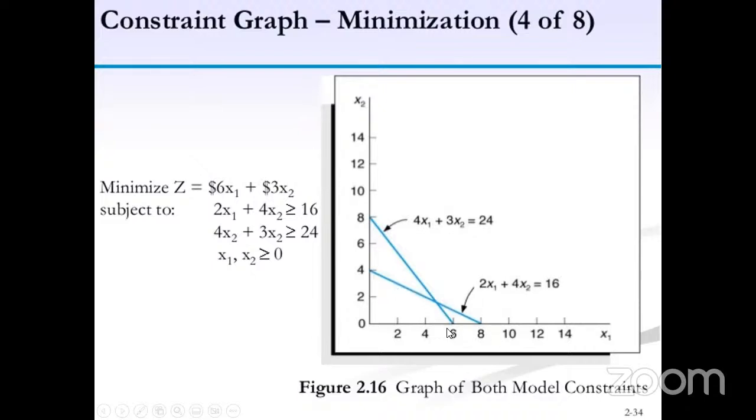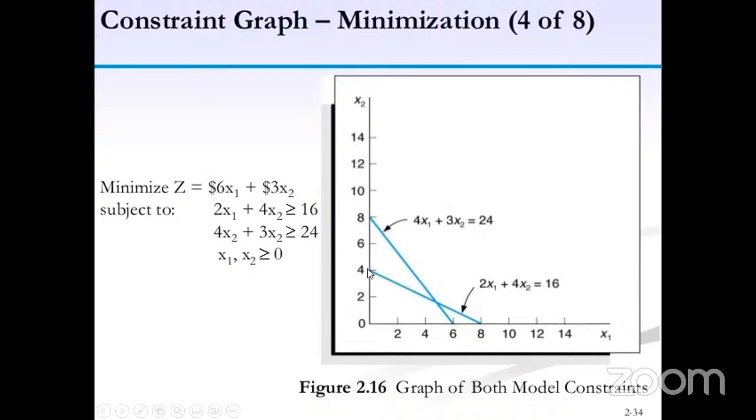How to get the coordinate points, I showed you just now in the maximization case. In the same way, you need to go for the minimization also. Substituting x1 equals 0, what is the x2 value? x2 is 16 by 4, that is nothing but 4 only.